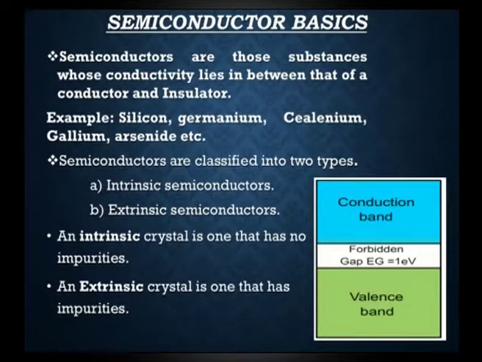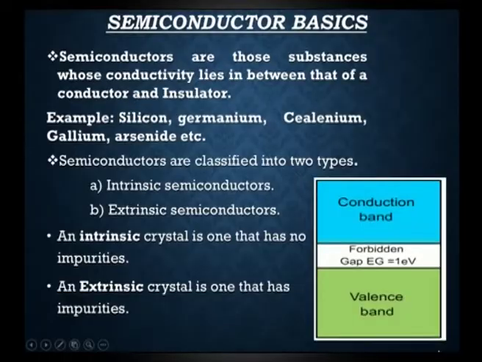So, we are going to start with semiconductor basics, which everybody must know before going to learn about a diode. Semiconductors are devices in which the conductivity lies between the insulator and the conductor. That type of material is called a semiconductor.